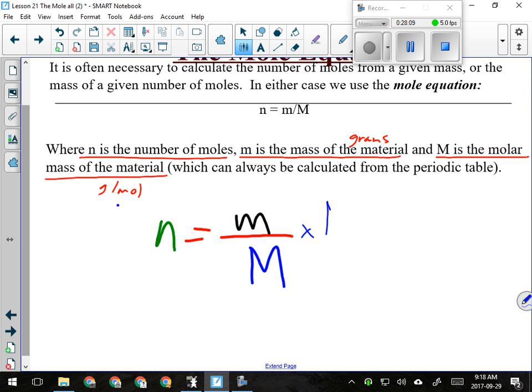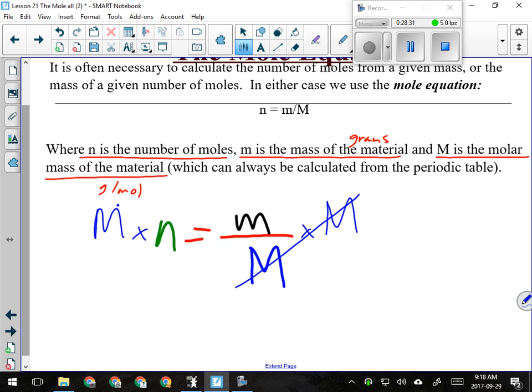I multiply both sides by big M, so there's a big M on the top and a big M on the bottom. Big M divided by big M is 1, so in other words, they cancel. Then I do the same thing over here. Now little m is by itself. Big M times N equals little m. Everybody good with that?